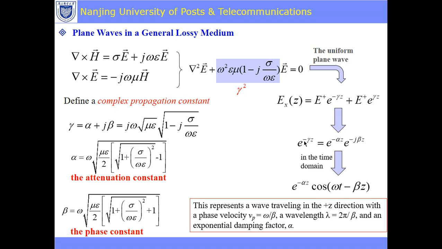Now here it is defined in terms of alpha plus j beta, right? What is alpha? Alpha is called the attenuation constant, and it's real. What is beta? Beta is the phase constant. Both are constants. What do you think the units of both will be? Alpha.